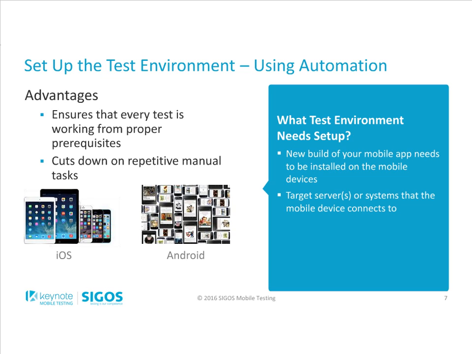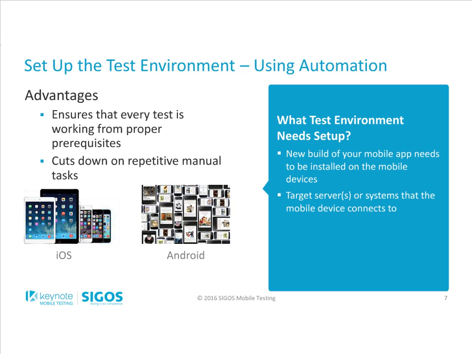Of course, you don't want to have a box of devices in front of you. How do you get it to some remote device platform, some device cloud? And then how do you make sure that you're hitting the right targeted servers or systems that that mobile device has to connect to? Are those servers or systems behind your firewall? Are they accessible from the carrier network, AT&T, Verizon, and so on? How do you make sure that you're testing against the right environment?